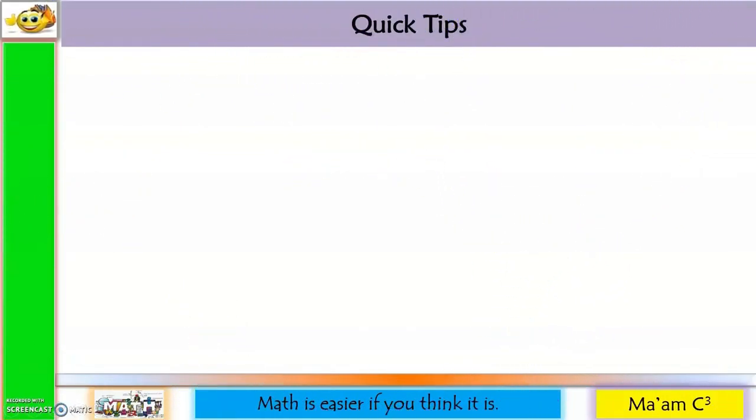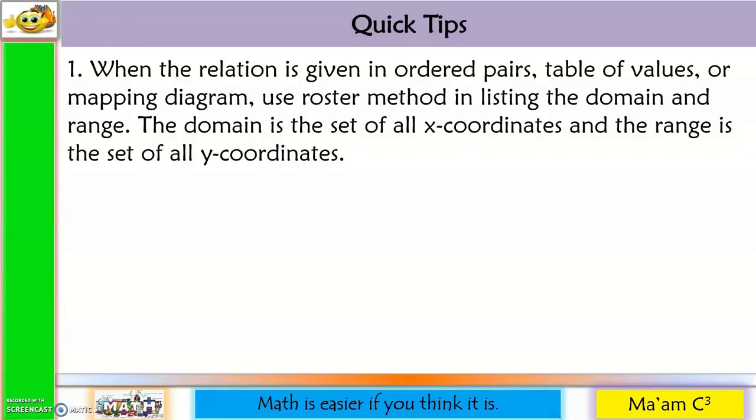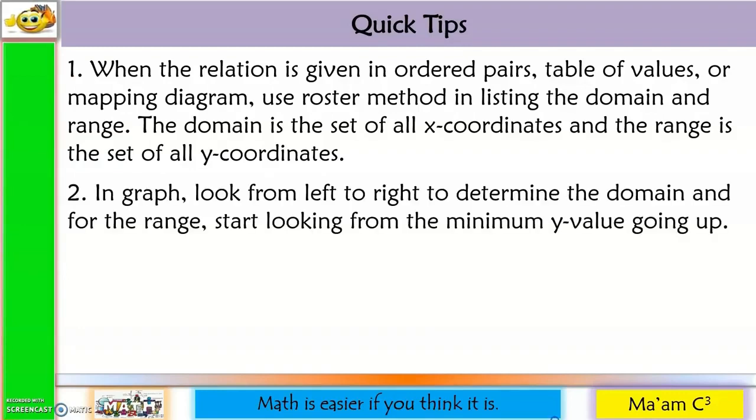Here are some tips about domain and range. Number 1, when the relation is given in ordered pairs, table of values, or mapping diagram, use the roster method in listing the domain and range. The domain is the set of all x coordinates, and the range is the set of all y coordinates. Number 2, in a graph, look from left to right to determine the domain, and for the range, start looking from the minimum y value going up.